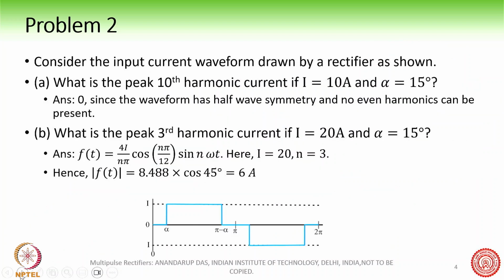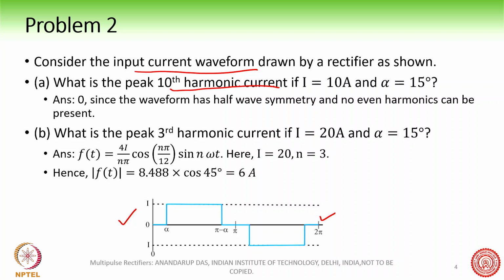Okay, now the second example. So consider the input current waveform drawn by a rectifier as shown. You can see this is the rectifier as shown, right? So what is the peak 10th harmonic current if I equal to 10 ampere and alpha equal to 15 degree? Okay, so this is the first question. Now observe this waveform and see what type of symmetries we have.